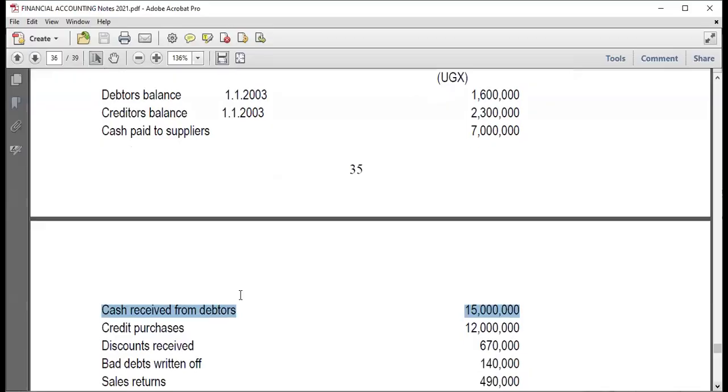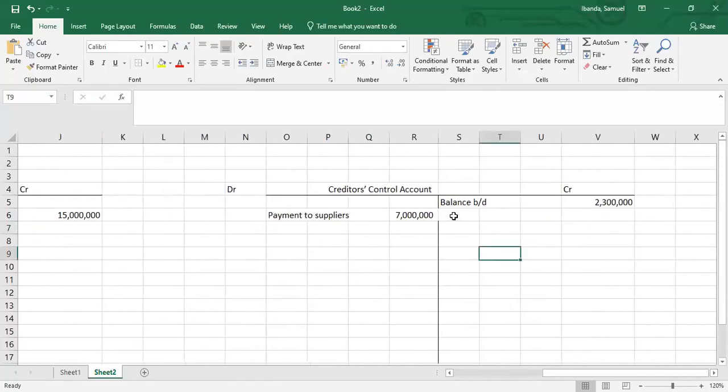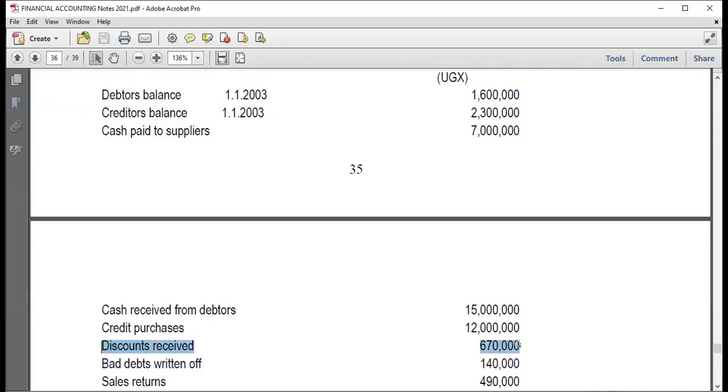I'll move on. On my credit purchases, the credit purchases should go to my creditors control account. And what should I do with them? I should credit them. Why should I credit them? Because they increase my creditors, okay? They increase my creditors, basically, as simple as that. Then I'll come to my discount received.